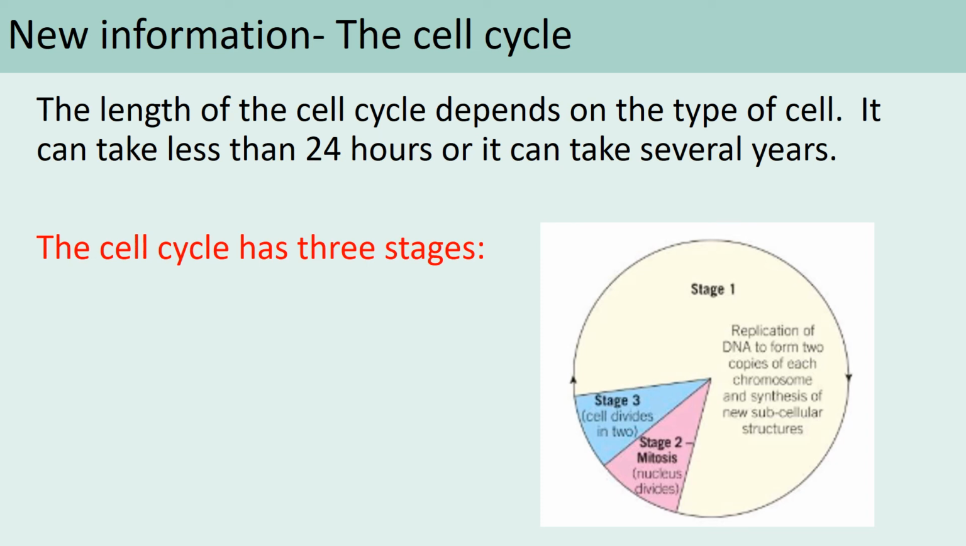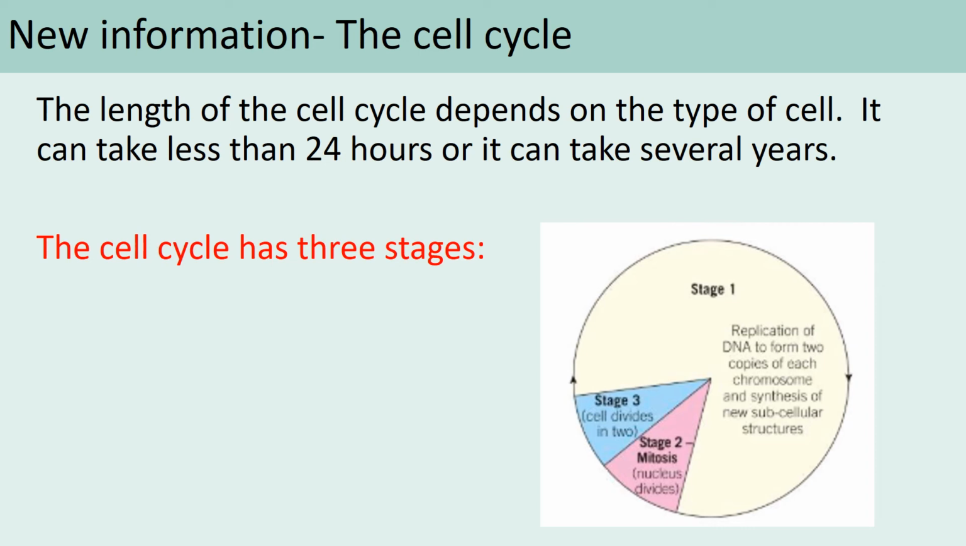The length of the cell cycle depends on the type of cell. Depending on how short-lived a cell is, or how often it needs replacing, will determine how long that cell cycle is. So it can take as little as 24 hours for a cell to divide into 2, or it can take several years.